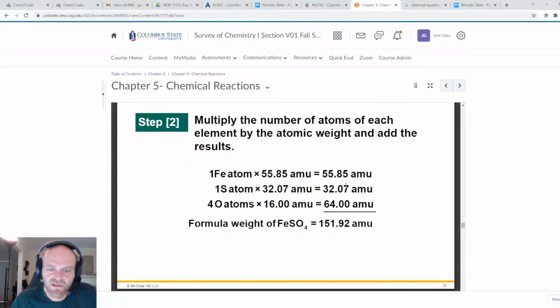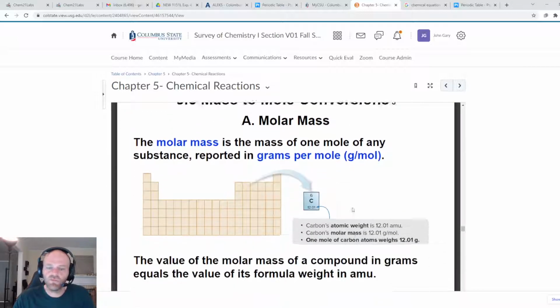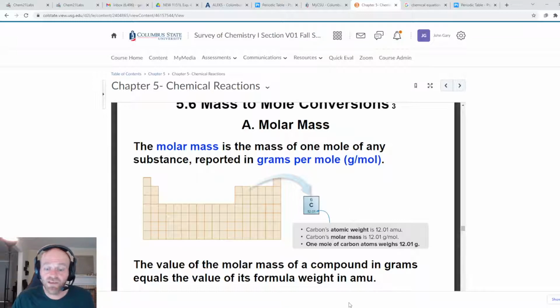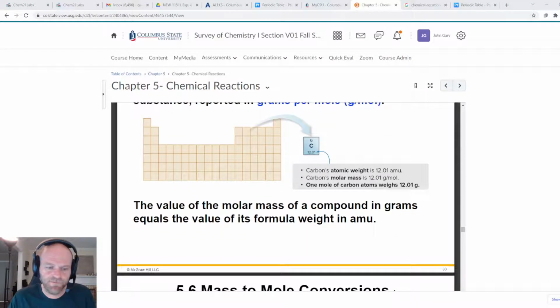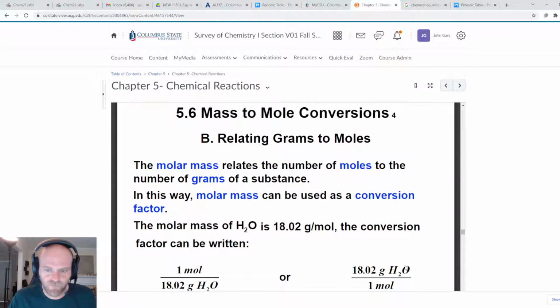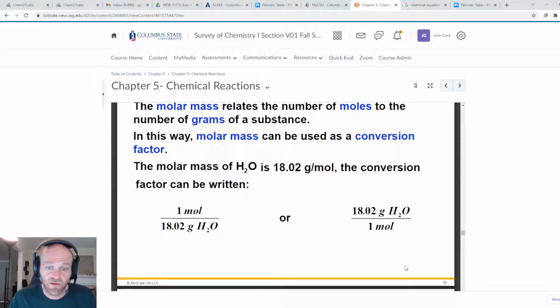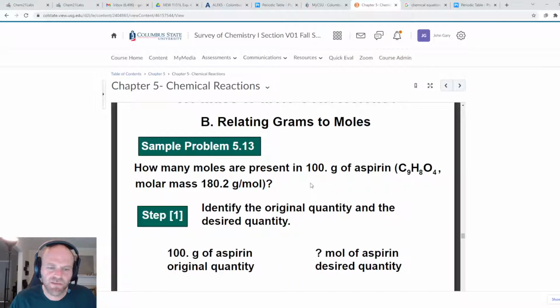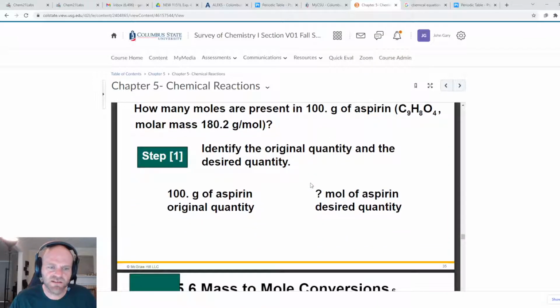So we said that the molar mass is also the atomic weight that we were first introduced to. So AMUs can be also expressed as grams per mole, and that's all this is saying. And the molar mass of water is 18.02. You can write that both ways depending on which way you need to calculate it. I might do an example problem here. Yeah, let's do this example problem.